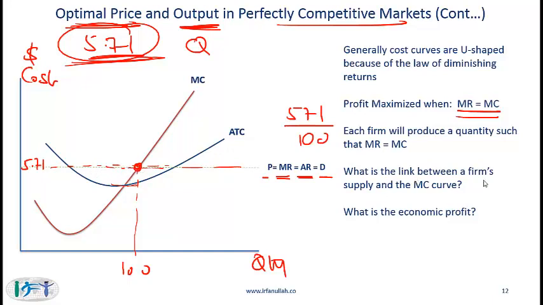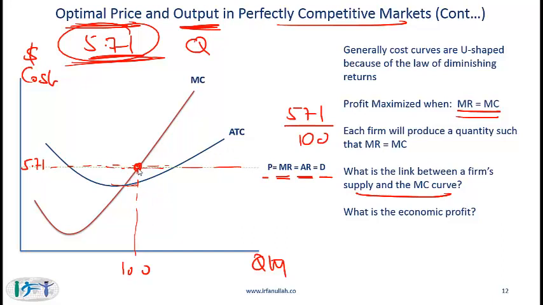What is the link between a firm's supply and marginal cost curve? This is an important question. Now think about it. Notice that 5.71 is the price and our quantity is 100, which we got based on the marginal cost curve.